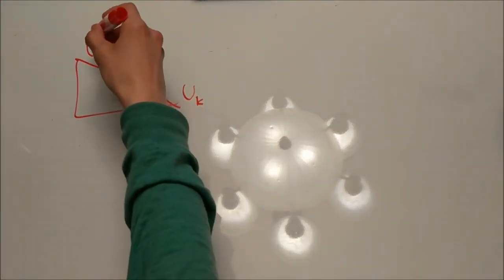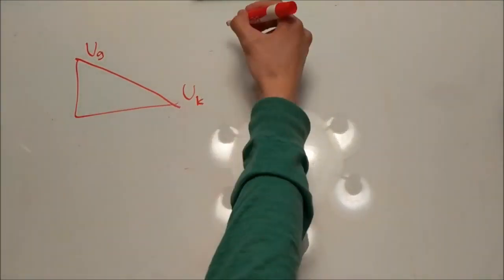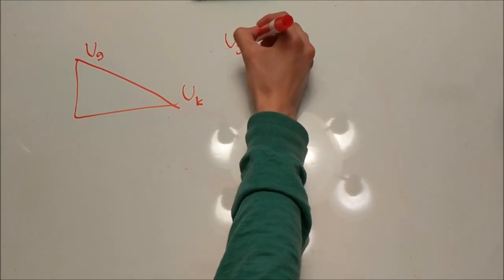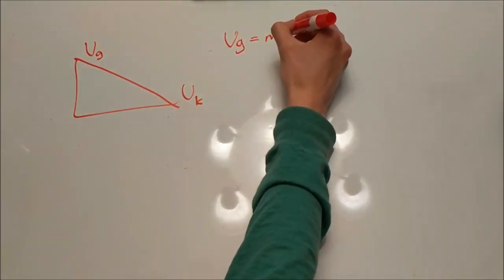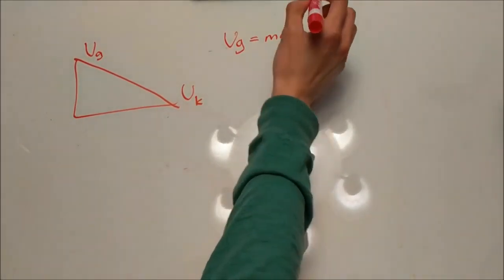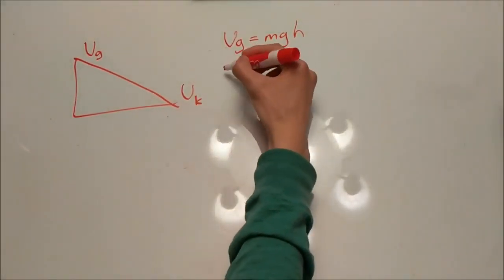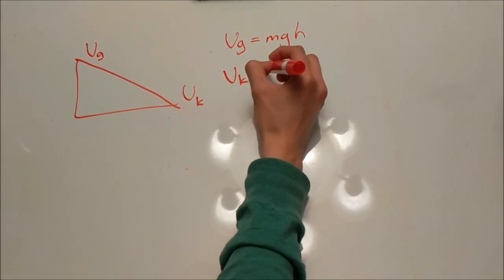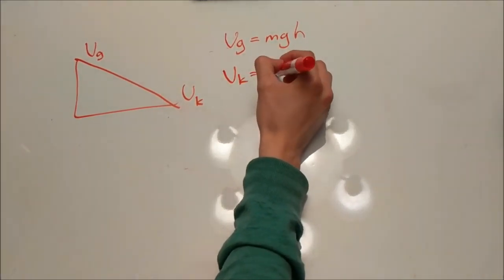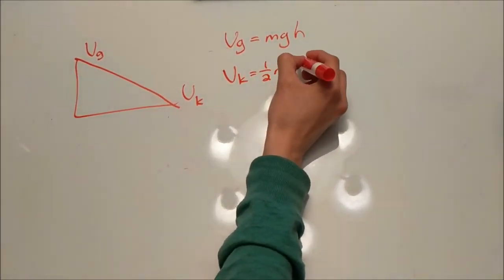Now, to calculate potential energy, we have to use the equation mass times acceleration due to gravity times height. Now, to solve for kinetic energy, we're going to use the equation 1/2 times mass times velocity squared.